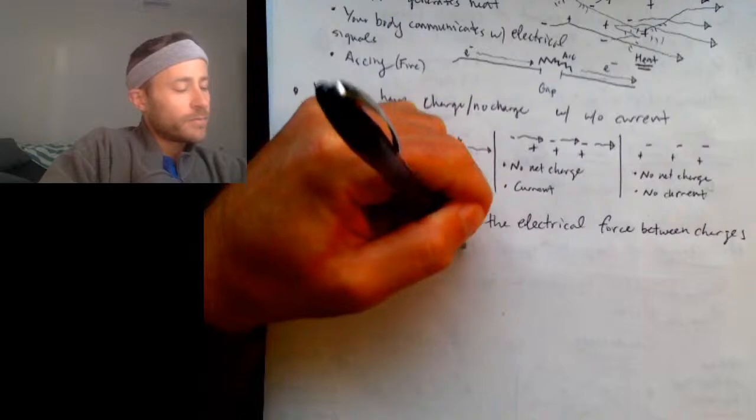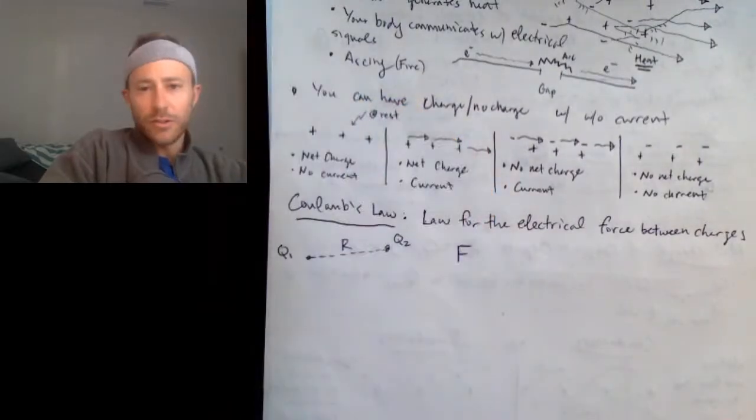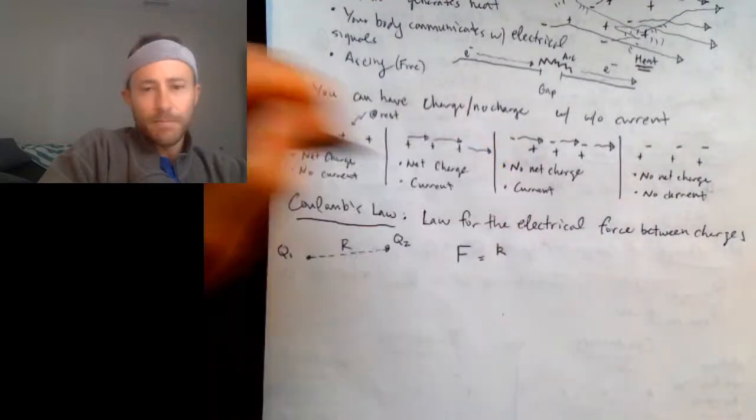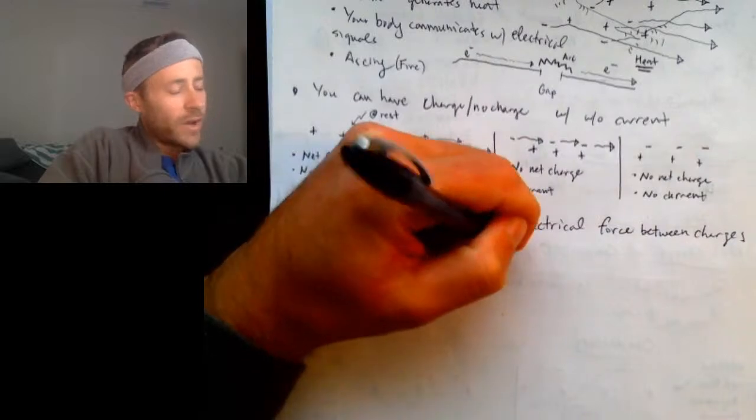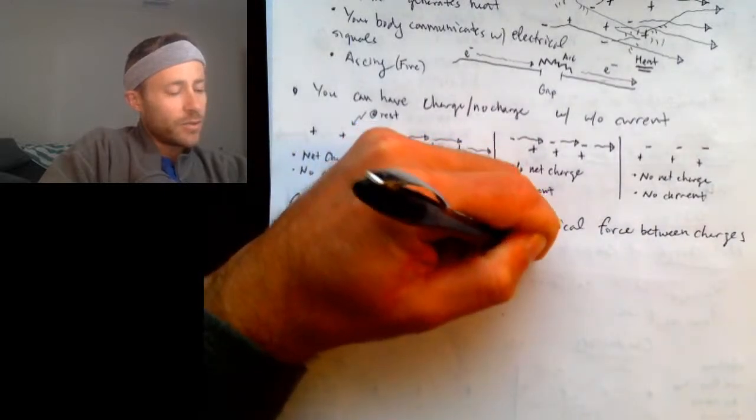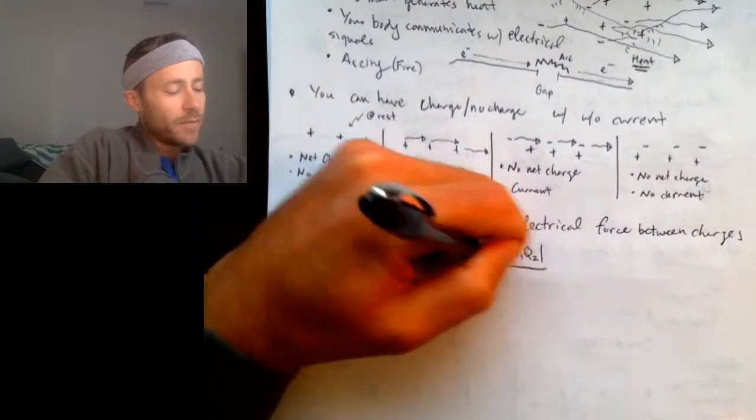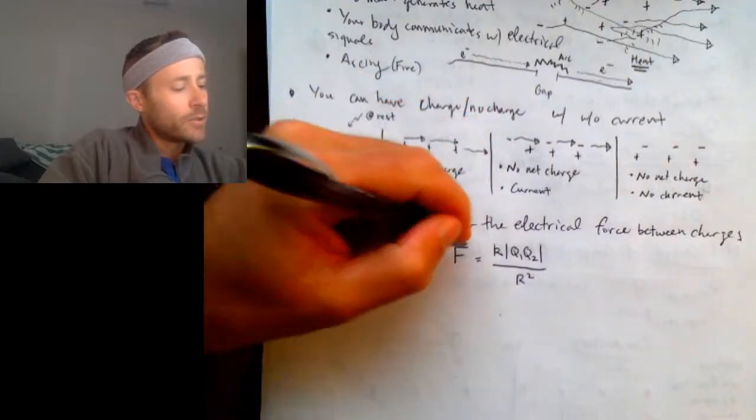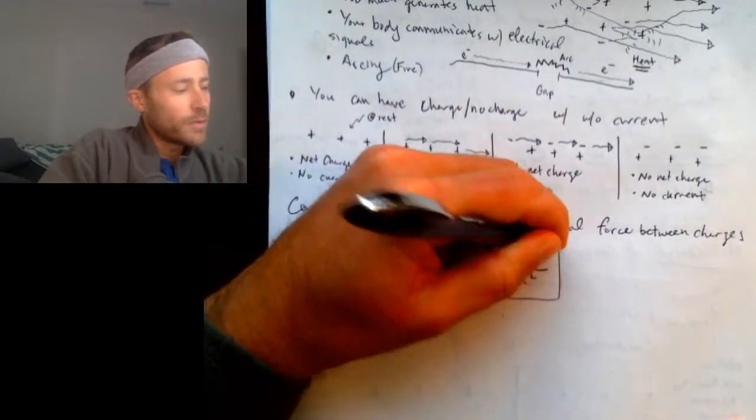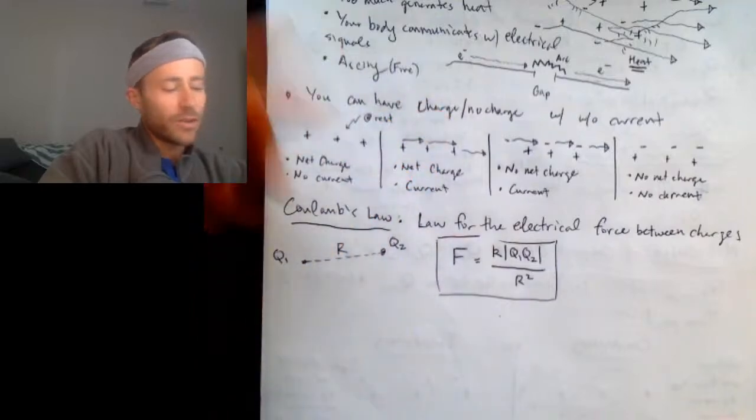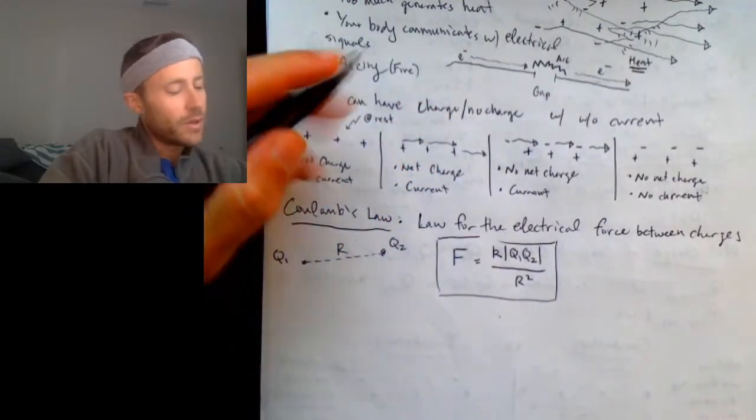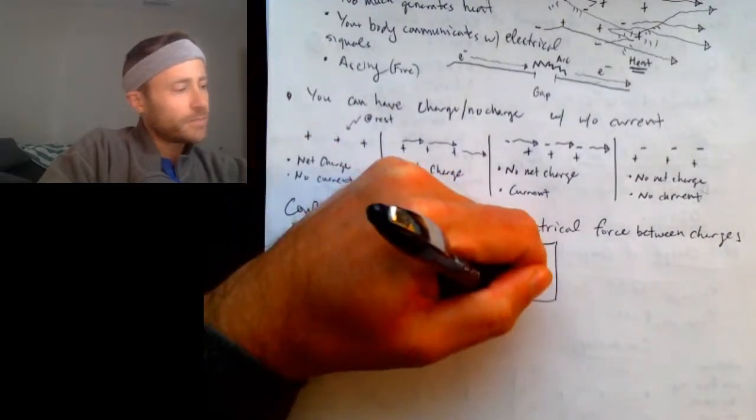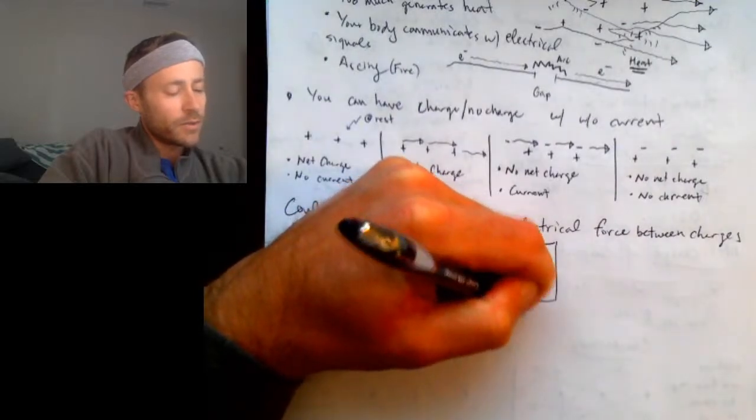Then the force between those charges is going to be a constant called K times the absolute value of Q1 times Q2 divided by the distance between them squared. Okay? So this is called Coulomb's law, and it's a rule for calculating the size of the force between charges. K is a constant of nature. It is called the Coulomb constant.